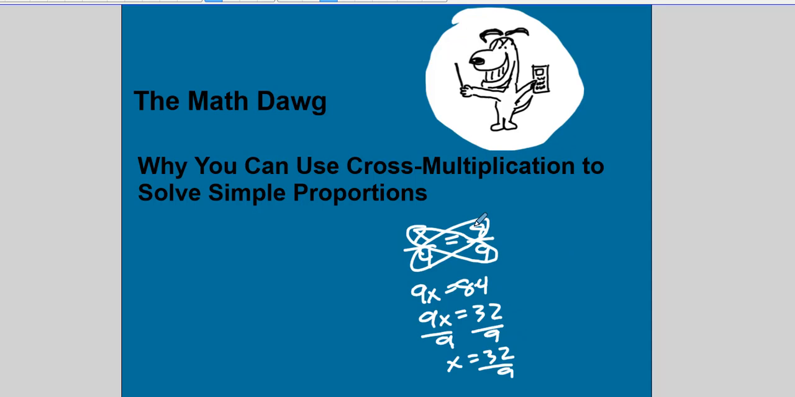So there has to be a reason though why we can do this. It didn't just come from, say, outer space. So this video is going to show why we can take this shortcut method to solve simple proportion problems.